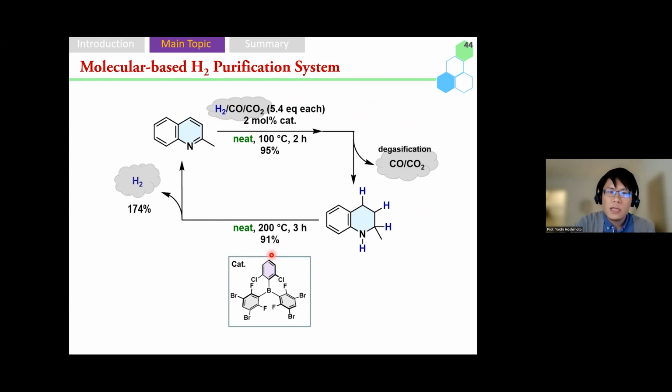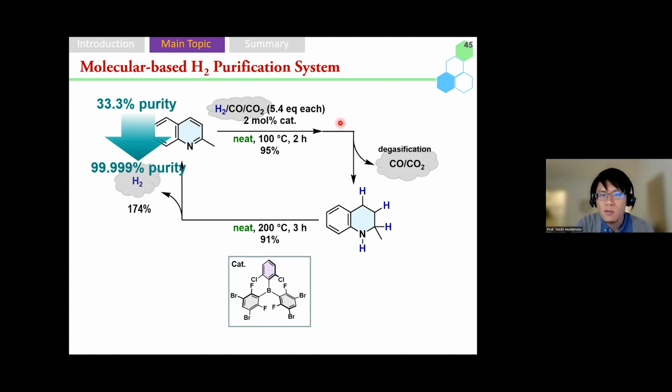We found this borane also catalyzed the dehydrogenation under neat conditions. Thus, H2 and 2-methylquinoline were obtained again. So through this single reaction cycle of hydrogenation and dehydrogenation, H2 purity successfully and drastically increased from 30.3% to over 99.999% purity.